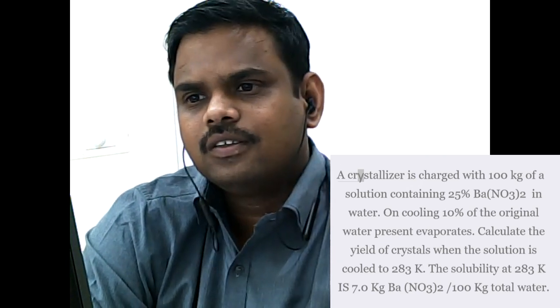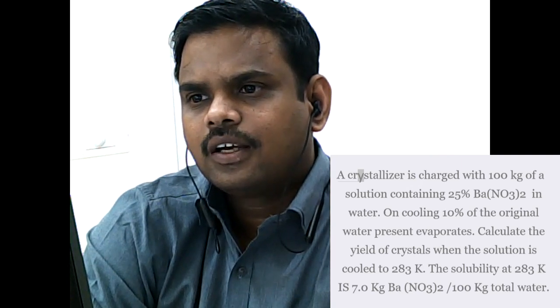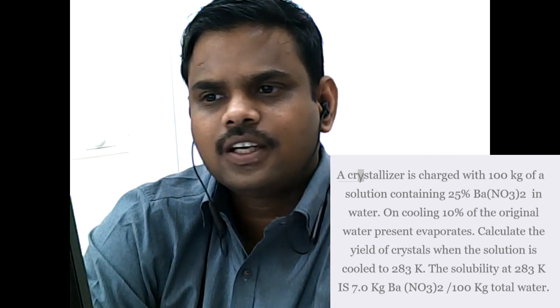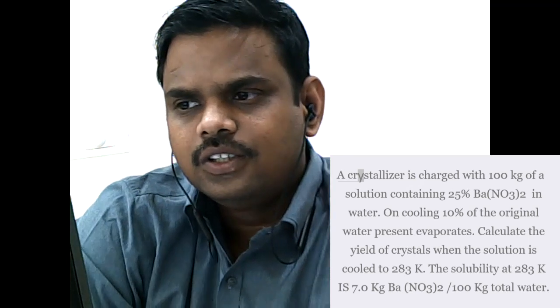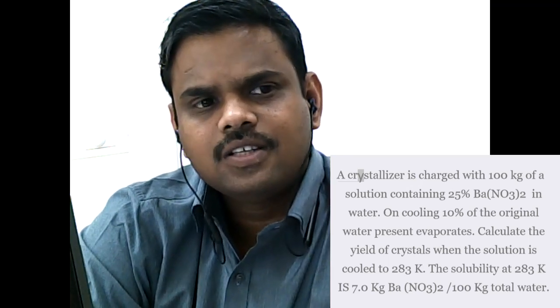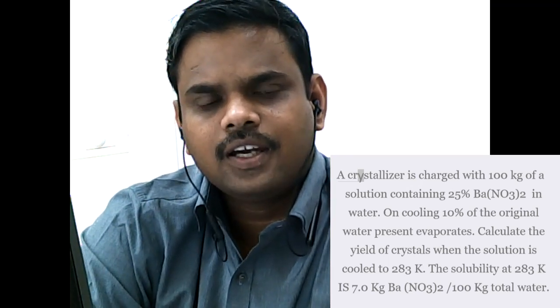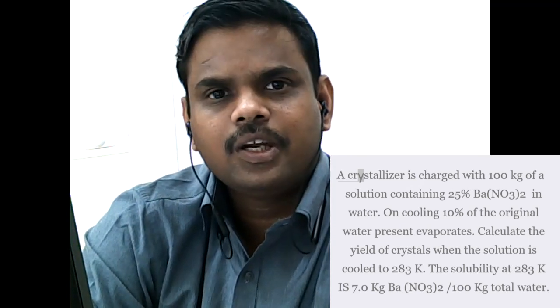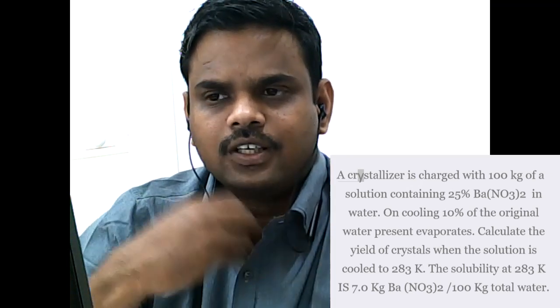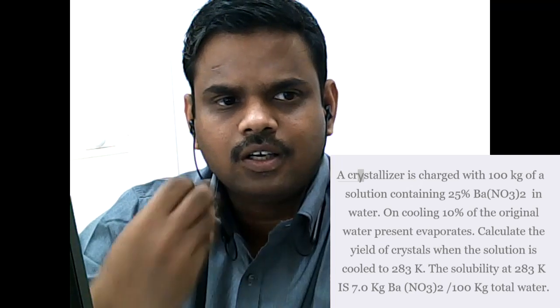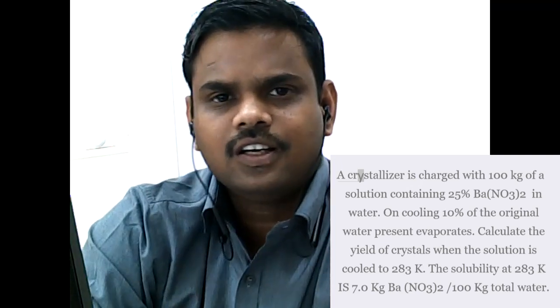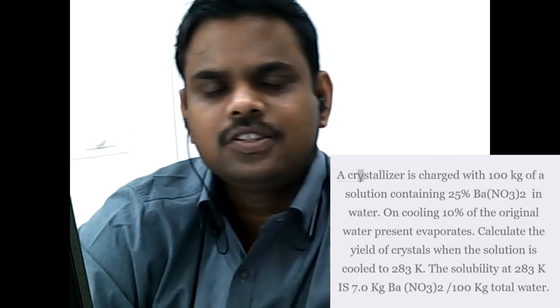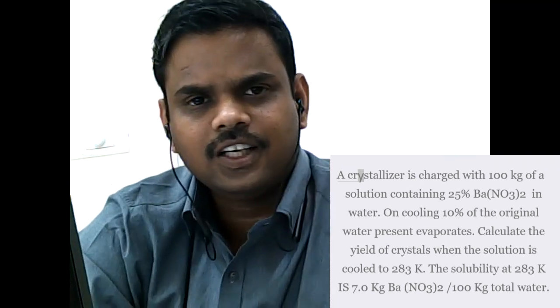Solubility data is given at a given temperature. When the solution is cooled to 283 Kelvin, the solubility is 7 kg of barium nitrate per 100 kg of water. So when the concentration is beyond this amount, crystallization will occur and the crystal will be separated out. That's what we have seen. Beyond its saturation, whatever is in excess will get crystallized out.